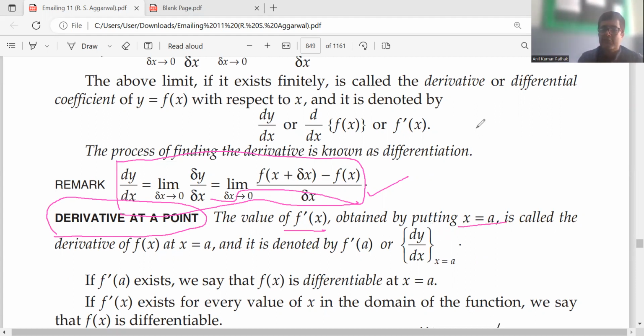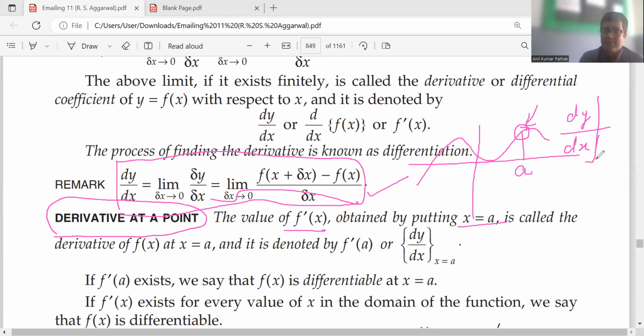Suppose I am taking a graph like this, and this is the point A. At this point, if you find dy by dx and put the value of x as a, or the independent variable as a, whatever value you get of dy by dx is called differentiation at a point. Here we put x equal to a. In this way, we can write dy by dx. I hope it is clear.